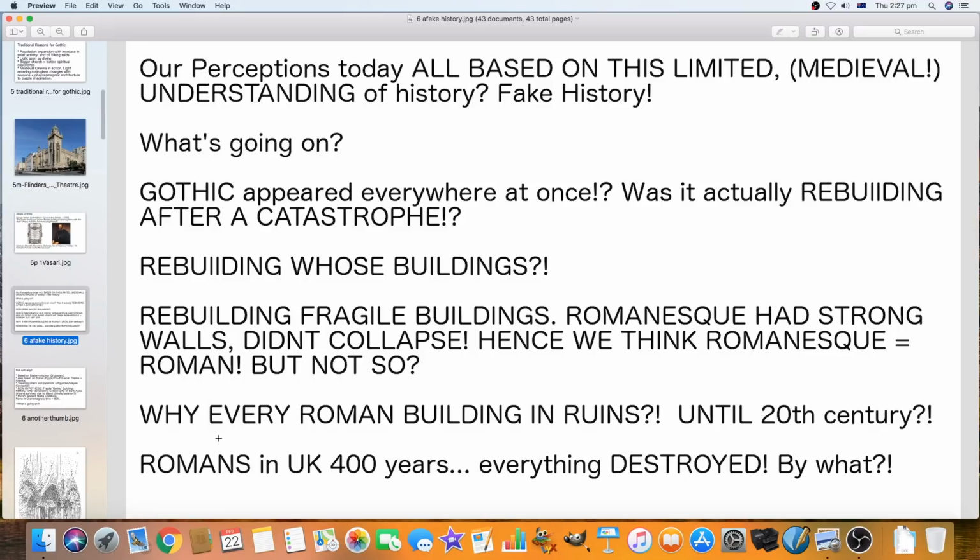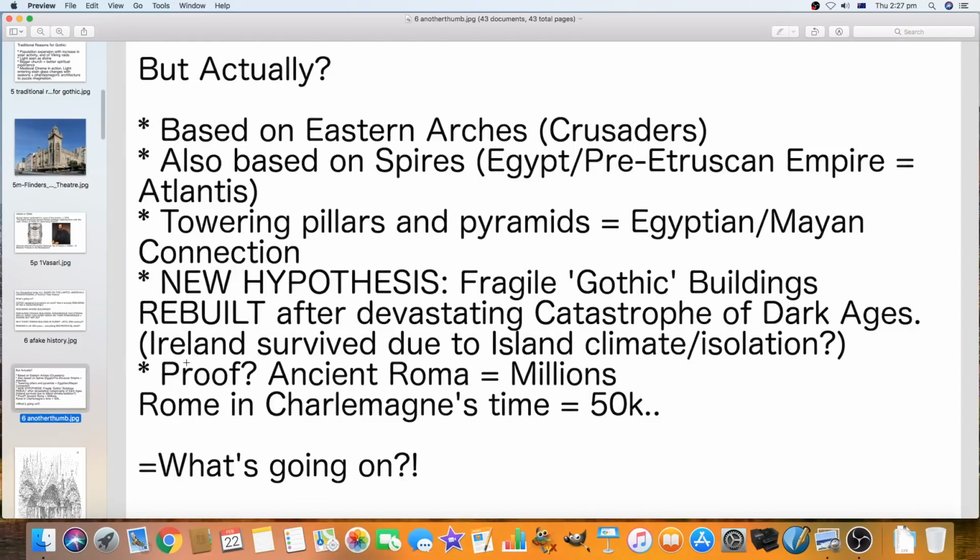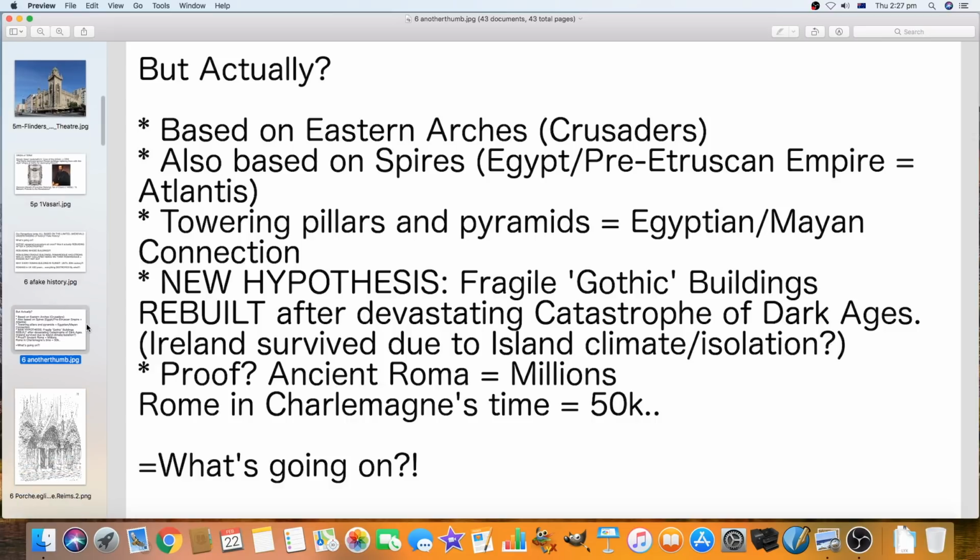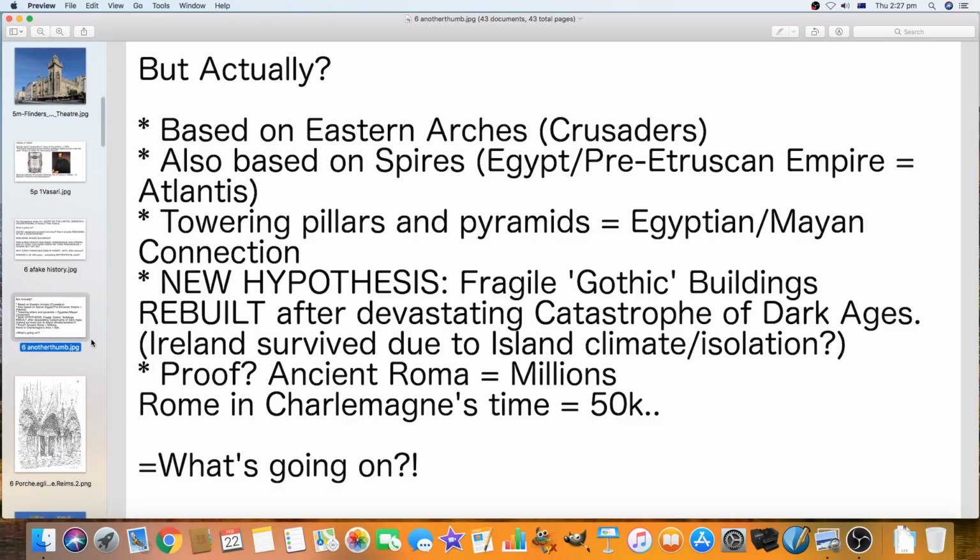I mean, the Romans were in the UK for 400 years, almost as long as they were in Italy. But almost nothing is left. The destruction seems to have been particularly strong in the UK. So, we're going to say that Gothic architecture is not actually a replacement. What it is, they are replacing older Gothic buildings. They're not building new Gothic buildings replacing Roman buildings. They're actually rebuilding. They were trying to rebuild the Roman Empire because it seems the Roman Empire built in Gothic.